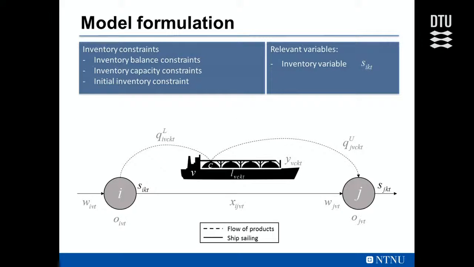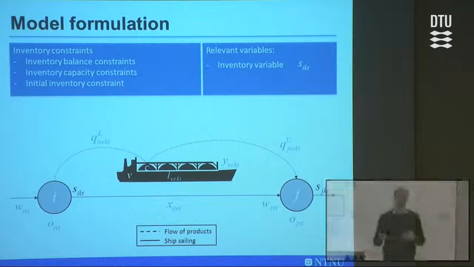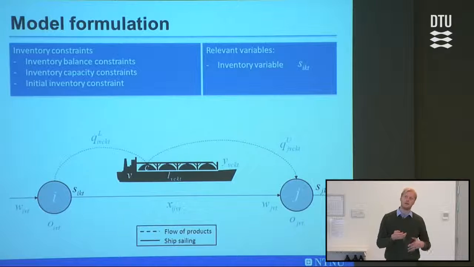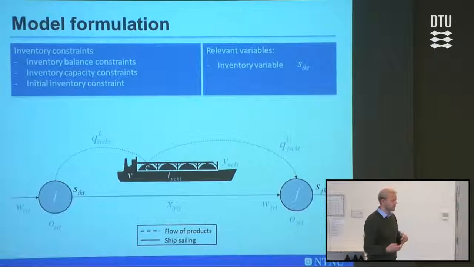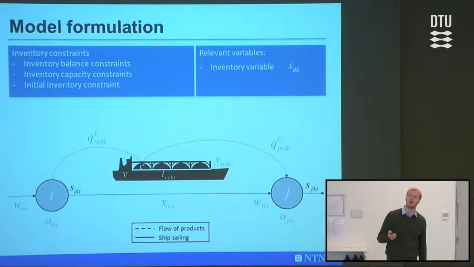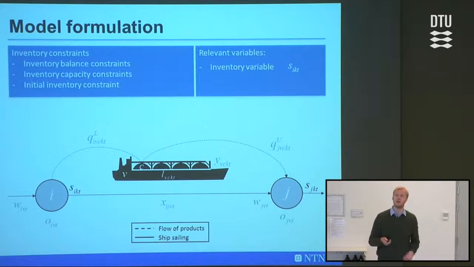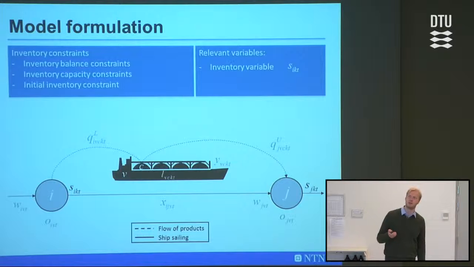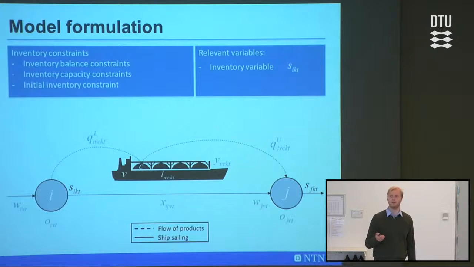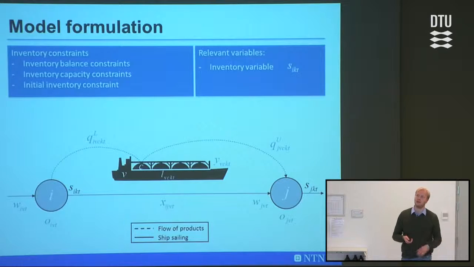Last but not least, we have the inventory constraints at the ports. So here is port I and port J. We need some kind of inventory balance, which is updated every day with the consumption or production that we know, and is updated when we unload and load from the ship. We have the capacity at each inventory, and we have some kind of initial inventory constraint. And for this, we need some kind of inventory level variable.